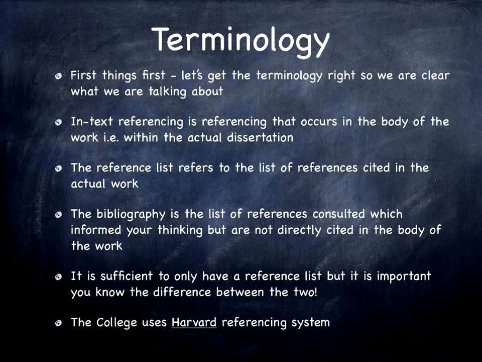The reference list, as I said, simply makes use of a list of sources of material that you have used to cite in your actual work, while the bibliography simply contains a list of sources that you have consulted but not necessarily that you have cited directly in the body of your work. So they may have informed your opinion, but you haven't directly cited them. So as not to overcomplicate things, the emphasis here really should be on the reference list, and you should always include a reference list as part of your assignment. It is sufficient in this instance, and in terms of your actual dissertation, to only have a reference list, but it is important that you understand the difference between the two.